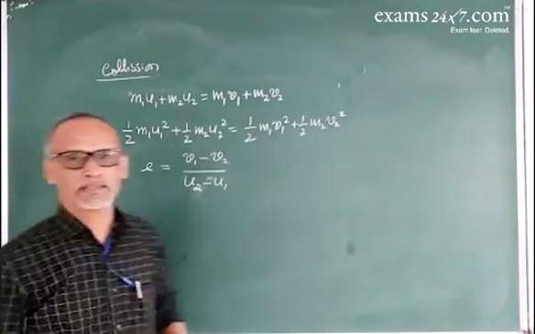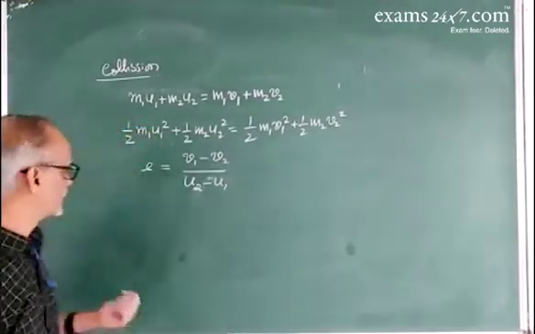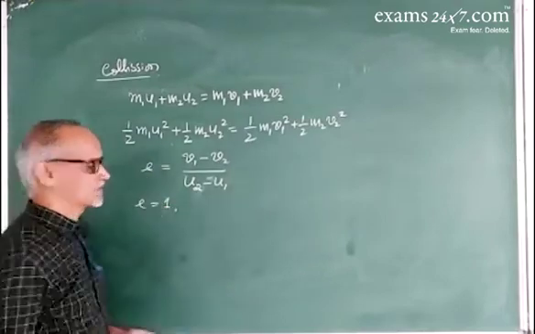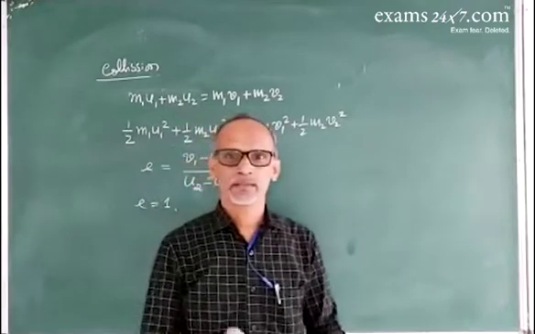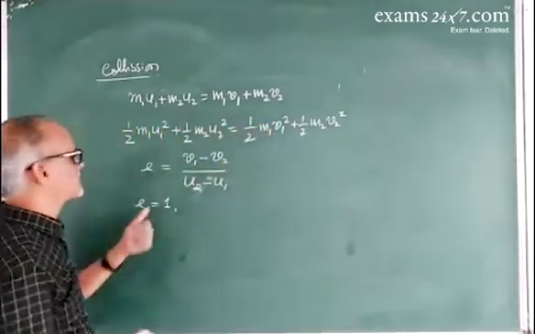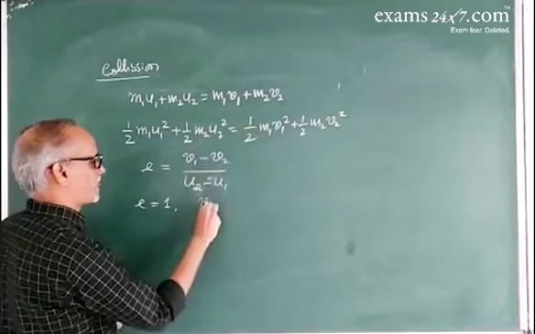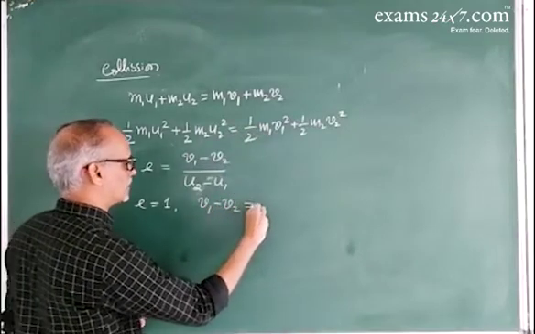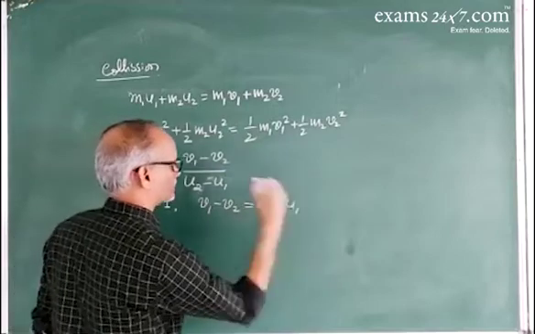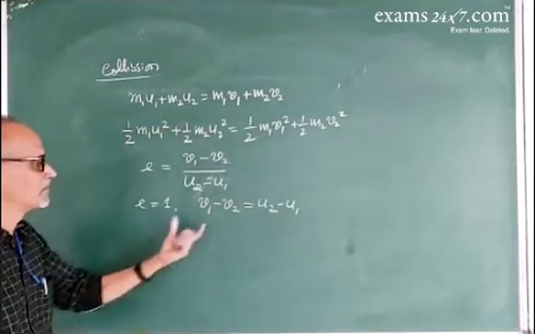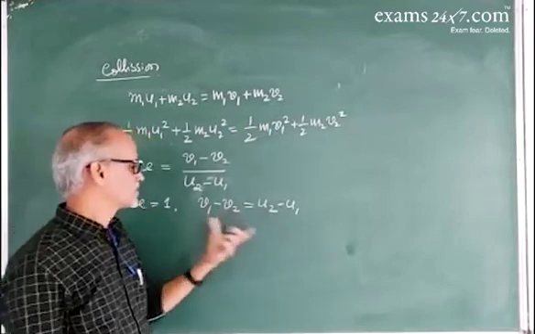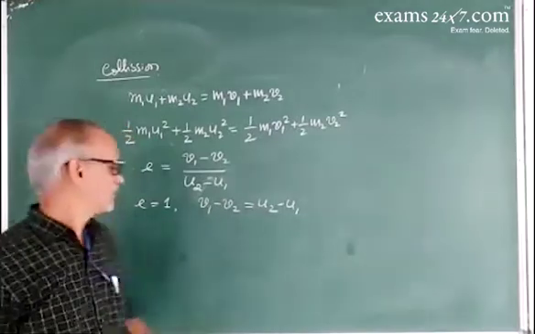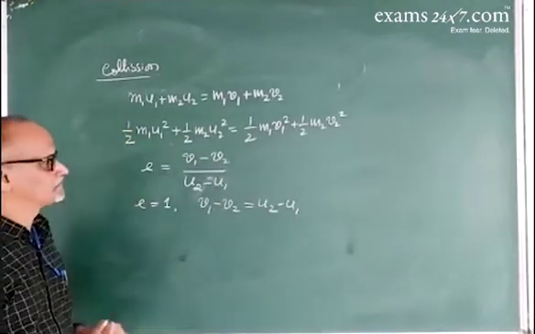A perfectly elastic collision is one in which the value of E is equal to 1. That's called perfectly elastic collision. And when E is equal to 1, we can always use V1 minus V2 is equal to U2 minus U1, because E is 1. So V1 minus V2 is equal to U2 minus U1 is always applicable for a perfectly elastic collision. Or even if they give just elastic collision, still E is equal to 1.